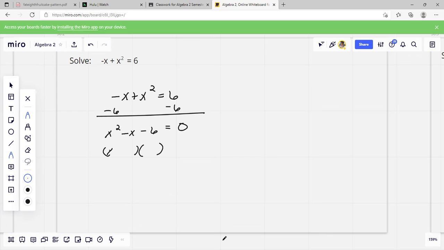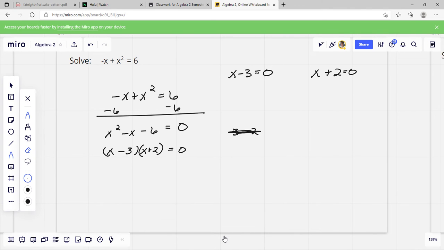Alright, so I'm going to put an x at the beginning of each of these. Now I need two numbers that when I multiply them I get negative 6, and then I need to get negative 1. I could do 3 times 2, and negative 3 and positive 2 would make that negative 1 right there. And that equals 0. Now I can take each factor and set it equal to 0. So x minus 3 is equal to 0, and x plus 2 is equal to 0. And now I can solve for x. So what's x going to be?